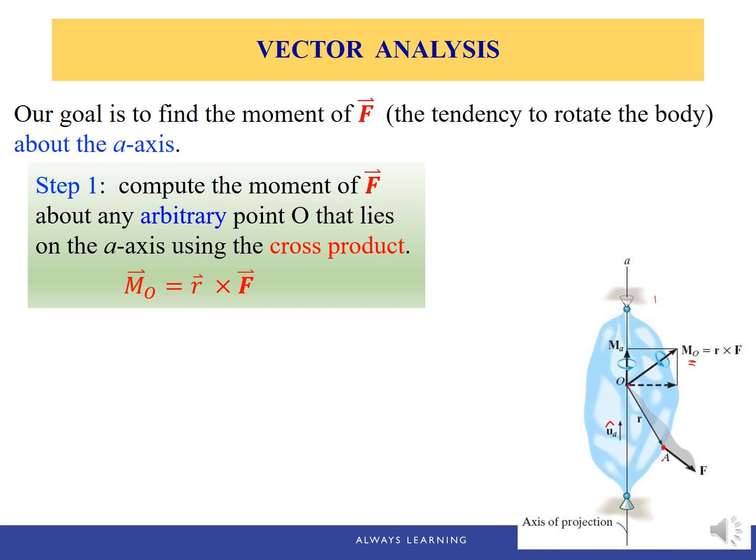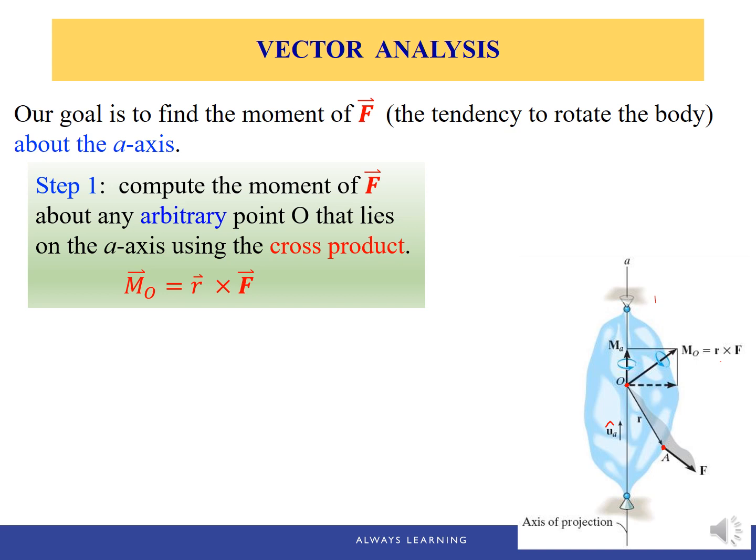So the first step is to find the moment of the force about a point. Use the knowledge we learned from last class. And this point is an arbitrary point, but with a condition. It's any point on this A axis. So we call this arbitrary point O. So then we can find the moment of force about this point O, MO, using the cross product.